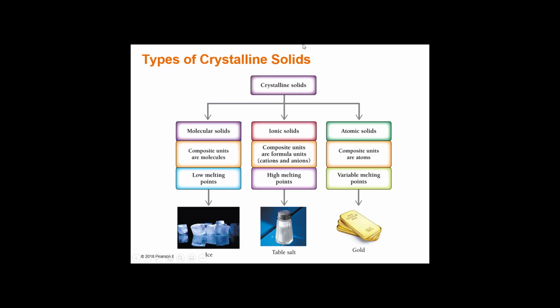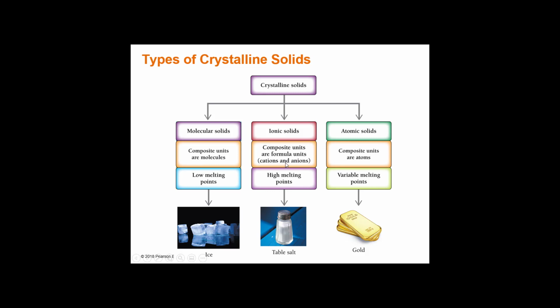So that's what we're going to look at here. We're going to break this down. So we have crystalline solids. We have three different types. We have molecular, ionic, and atomic solids. These are molecules. They have low melting points. These are called formula units, and that involves ions.